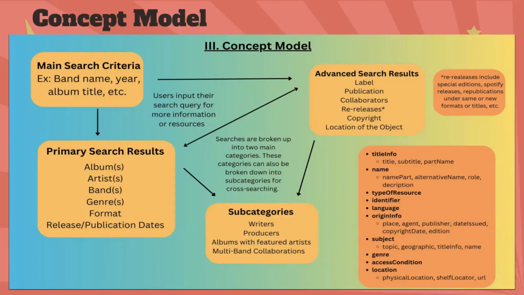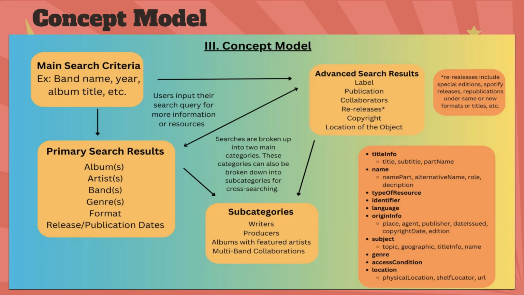Sticking with band name as the example, the primary search would then lead them to things like the artist in the band, albums the band put out, etc., while an advanced search would give them that, but also things like record label or copyright information.